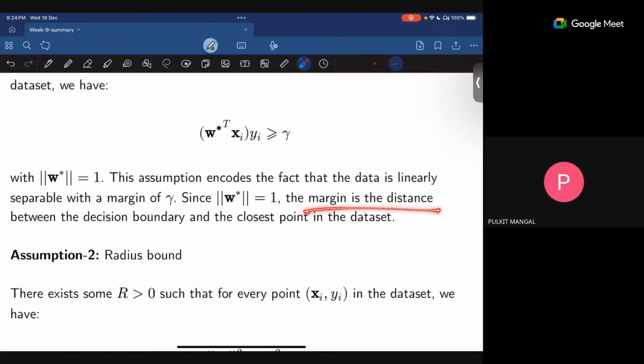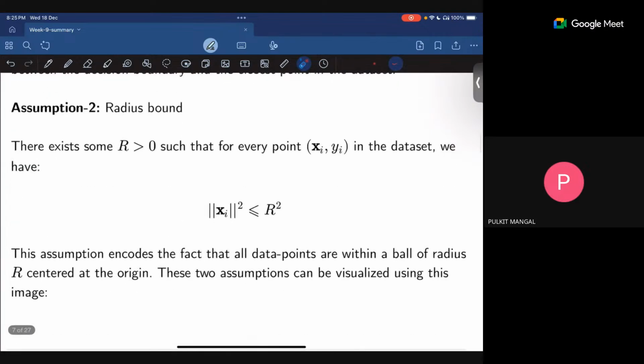And the margin is the distance between the decision boundary and the closest point in the data set. So this was assumption 1, that our data set is linearly separable with some positive margin, and our weight vector has norm 1, that is, it is a unit vector.